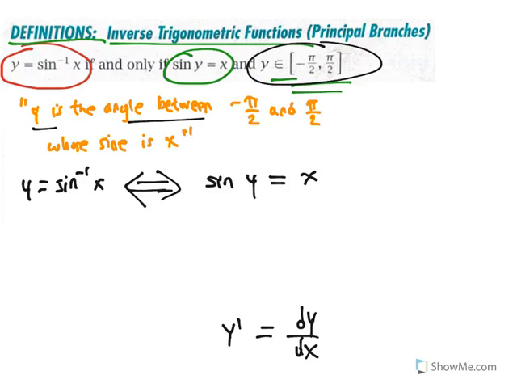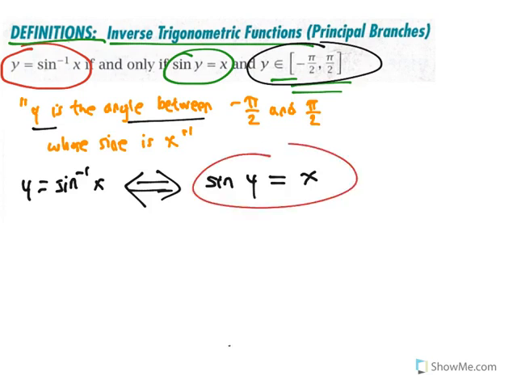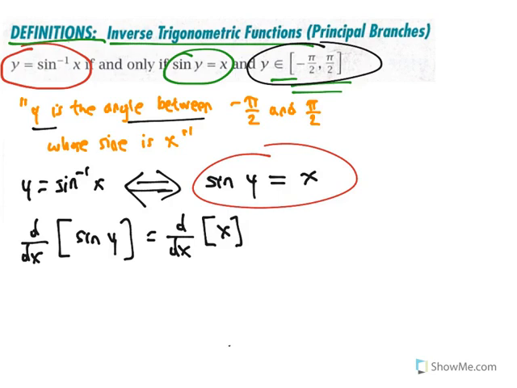So how do we find the derivative of the inverse sine function? We're going to differentiate both sides of this equation with respect to x. So we have the derivative with respect to x of sine y on the left side, and the derivative with respect to x of x on the right side. Later you will learn something called implicit differentiation. That's what we're doing right now. On the left side, we're taking the derivative with respect to x of sine of y.